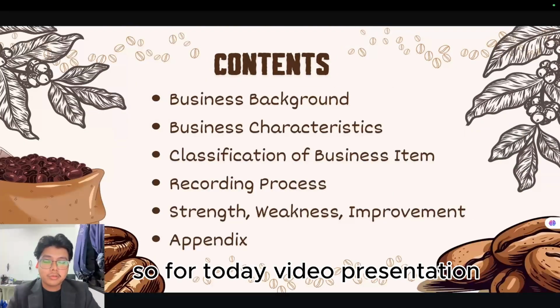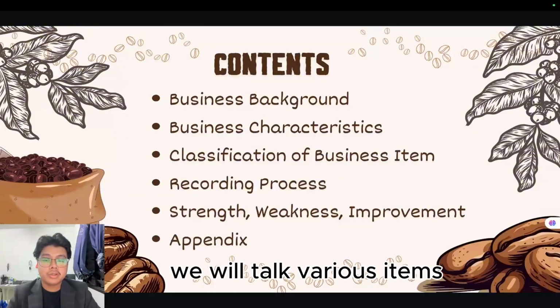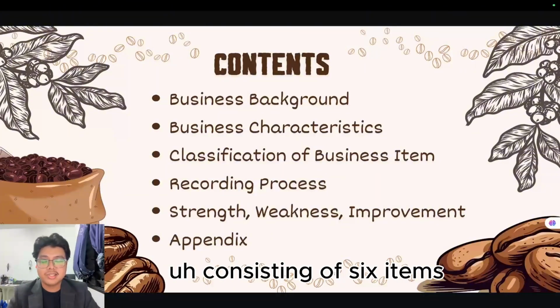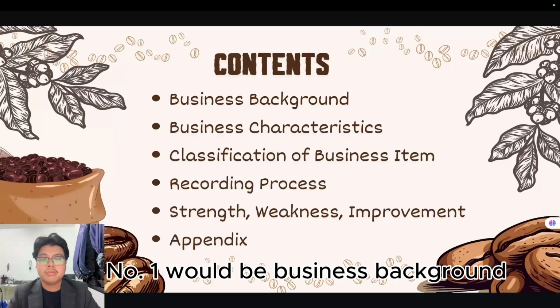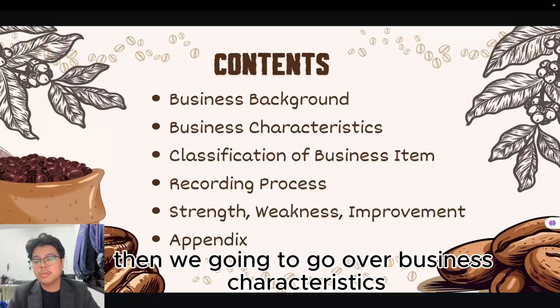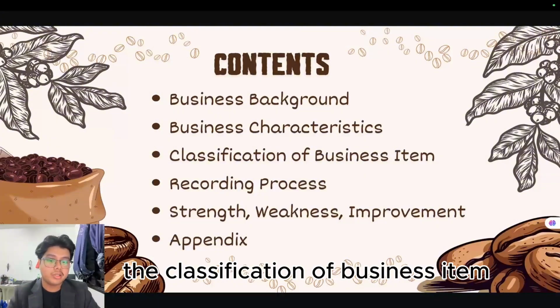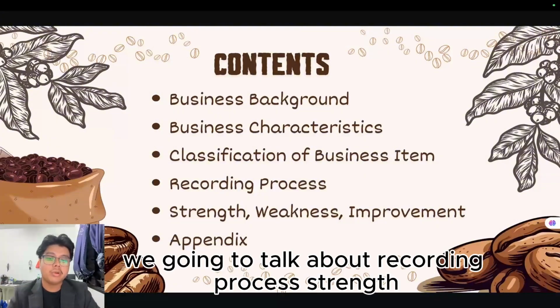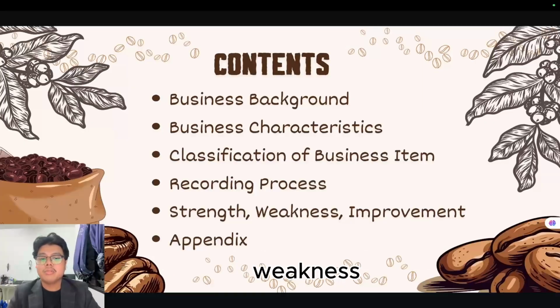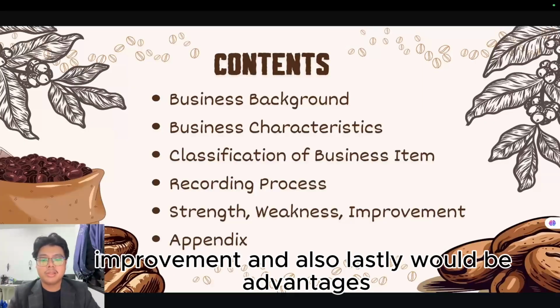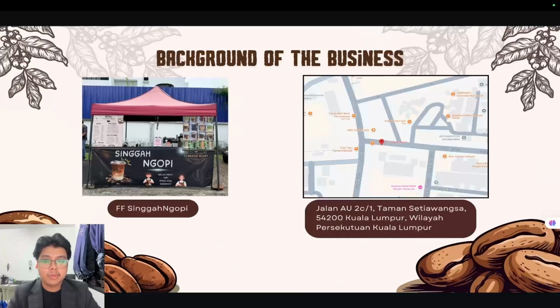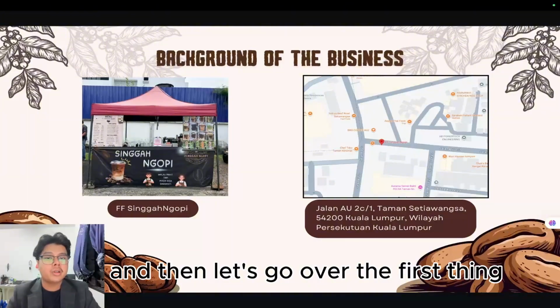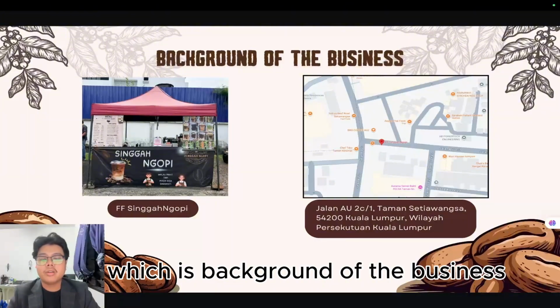For today's video presentation, we will talk about 6 items. Number one would be business background. Then we're going to go over business characteristics, the classification of business item, and then of course we're going to talk about recording process, strength, weakness, improvement, and lastly appendices. Let's go over the first thing, which is the background of the business.